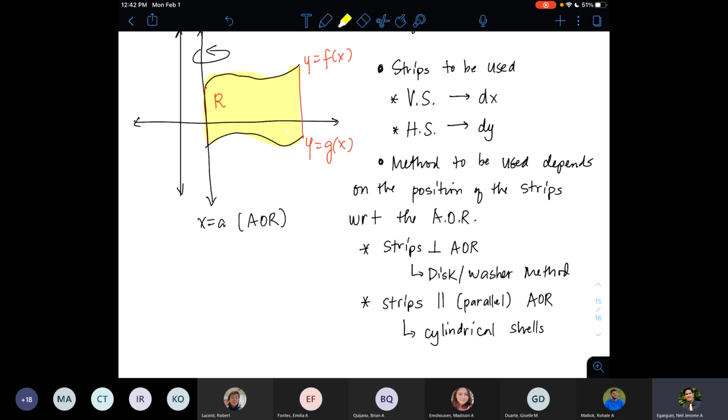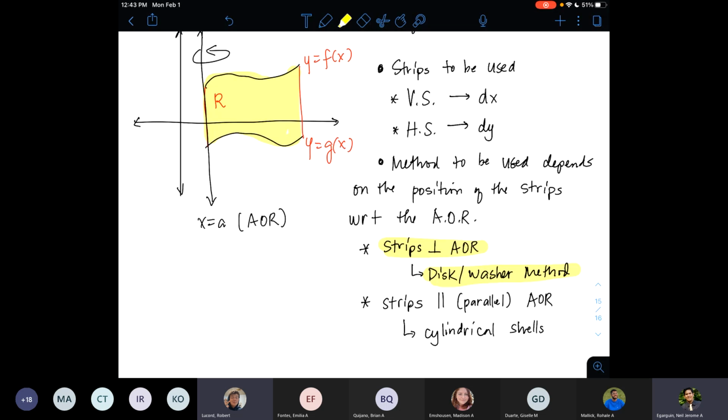But I guess for now, we will be limited to the disk or washer method. So the strips that we will use will always be chosen to be perpendicular to the AOR. But when we do the discussions on Wednesday, we can also use cylindrical shells. So we will be able to use strips that are parallel to the AOR. Okay. And probably it will make more sense if we consider some specific examples.